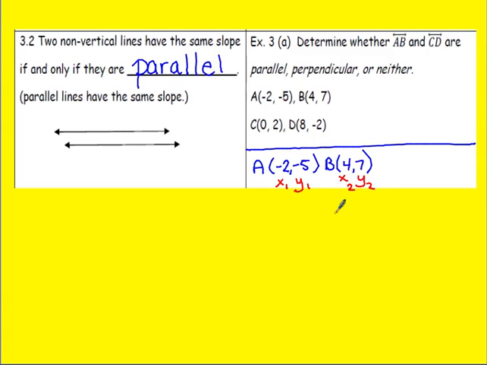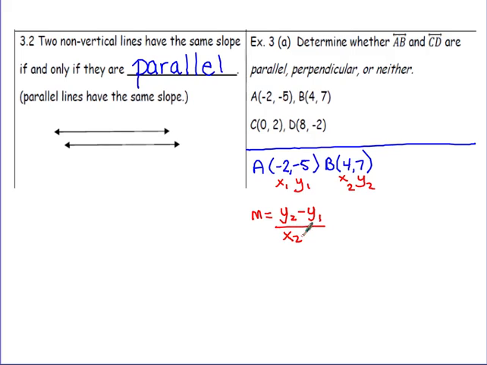Remember that you need to have the slope formula memorized. So we're going to go ahead and find the slope of line AB using our formula. If you want, you can pause the video and try it on your own, or you can follow along with us. Okay, so we're going to do 7 minus -5 and 4 minus -2.